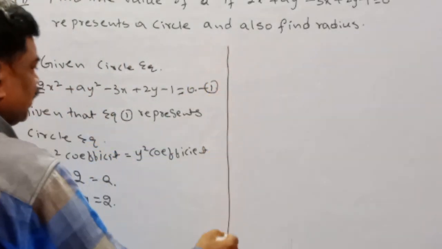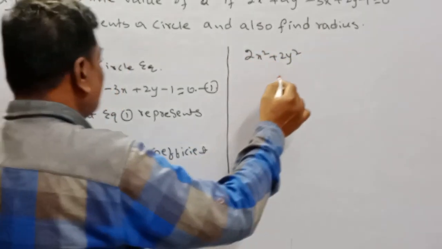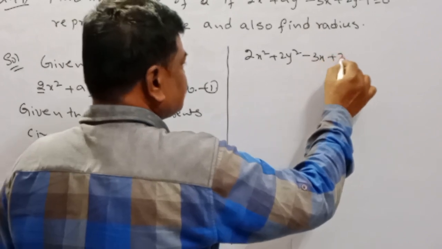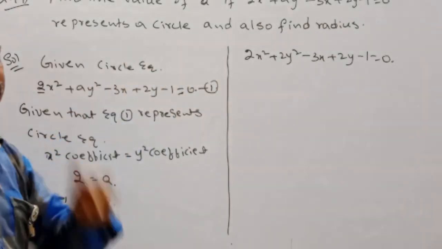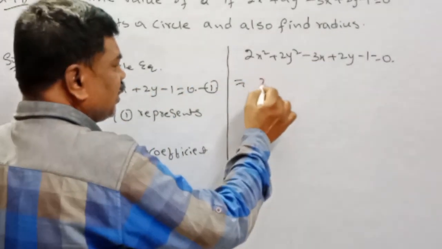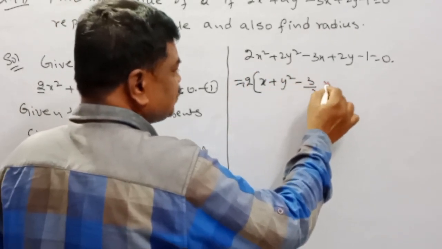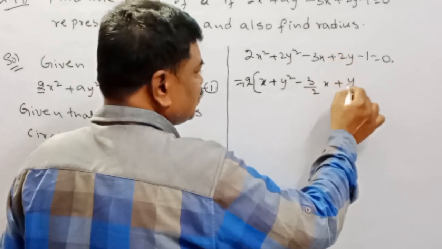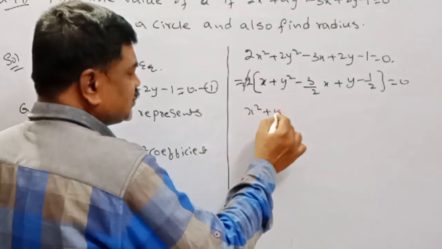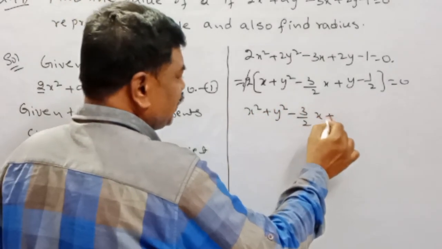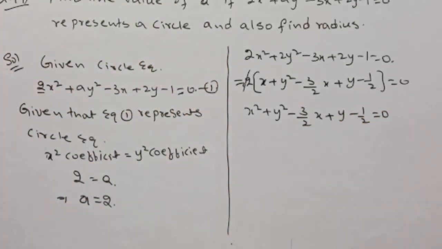And one more here, 2x² + 2y² − 3x + 2y − 1 = 0 is the circle equation. This can be written as x² + y², taking 2 common, minus 3 by 2 x, plus 2 by 2, that is y, minus 1 by 2 equal to 0. So x² + y² − (3/2)x + y − 1/2 = 0. This is the circle equation.